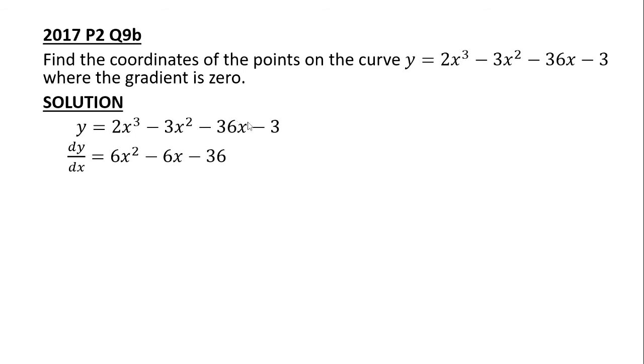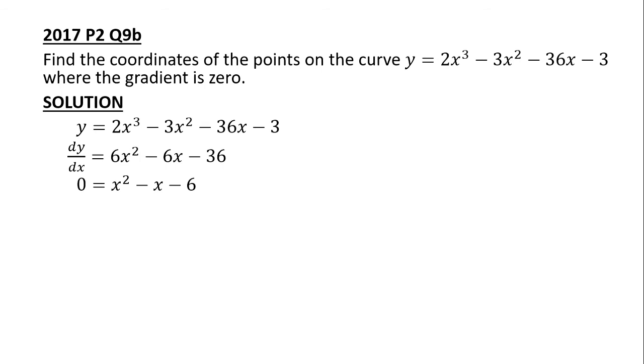Negative 36 times 1. 1 times our negative 36 will give us a negative 36. 1 minus 1 will give us a 0. Any base to the power 0 is the same as 1. So 1 times negative 36 will give us a negative 36. Now 6x squared minus 6x minus 36 has a common factor, which is a 6. So we can always multiply the whole of this equation by 1 over 6. It will reduce to x squared minus x minus 6.